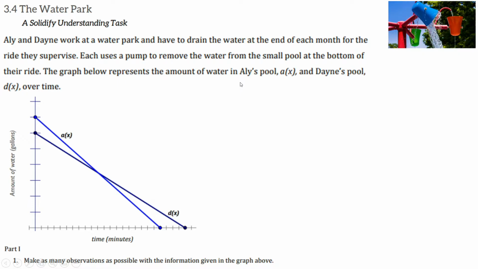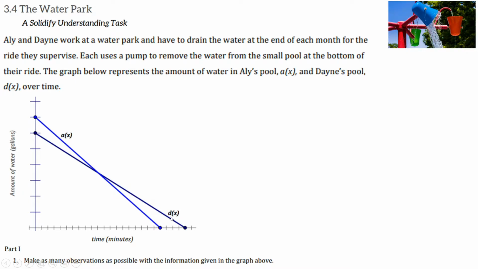Okay, so let's look at part 1, number 1. Make as many observations as possible with the information given in the graph above. Now, they've done a pretty good job with this graph right here. They've shown us everything we really need to know, basically. Let's think about this. There's hash marks, and they are not scaled, so we would assume that each hash mark represents 1 unit. And Allie's graph is represented with A of x, and Dane's graph is represented with a D of x.